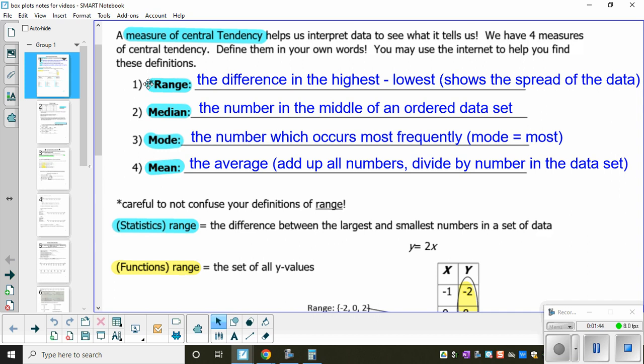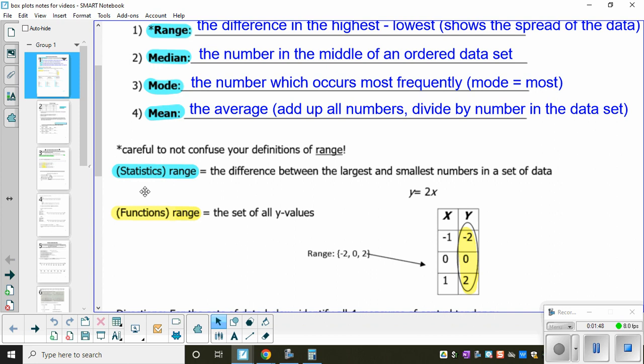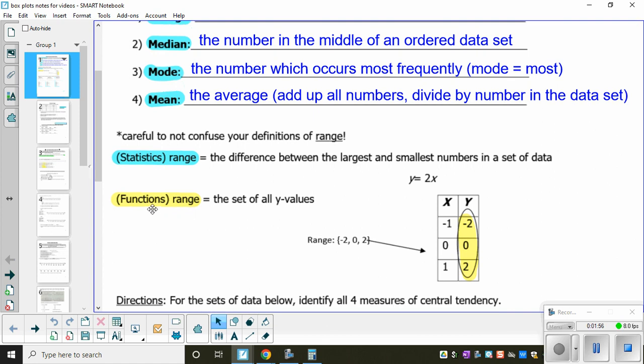Now I had a star up here for range because I just wanted to quickly address not to mix up the definitions. We're talking in this unit, again, about the difference between the largest and the smallest numbers in that data set. You've heard it earlier this school year when we talked in Unit 2 about functions. We talked about a domain and range, and we said that the domain was the list of all the inputs, while the range was the list of all the outputs or the y values.